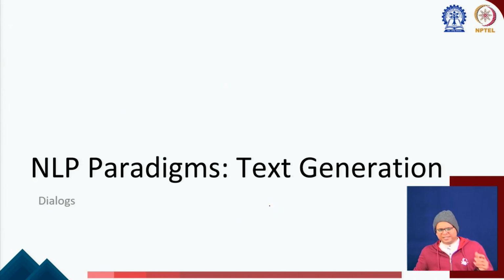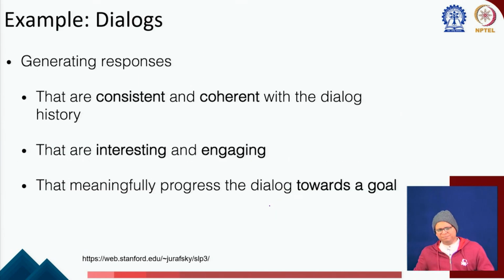Okay. Now, let us move on to the text generation paradigm. I will take a quick example from dialogues. In dialogues we want to generate a response, right. So, you are given some context in utterances and you have to generate one response, and the idea is that you want something that is consistent and coherent with the current history of the dialogue. It should also be interesting and engaging, and you should progress it towards one particular goal.